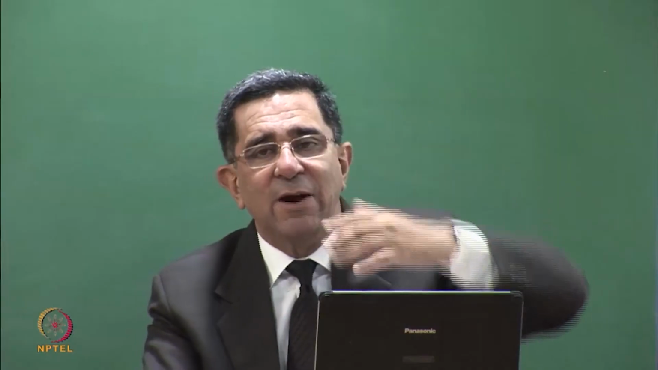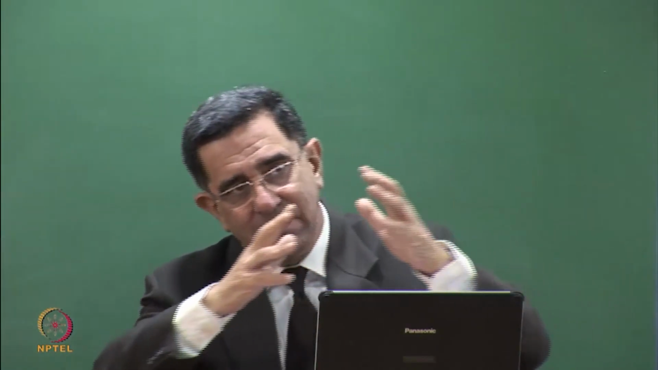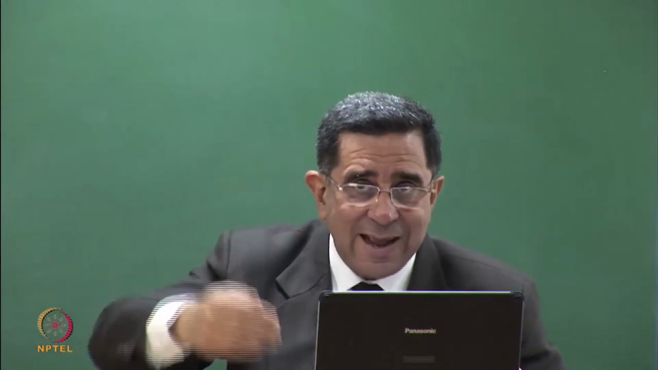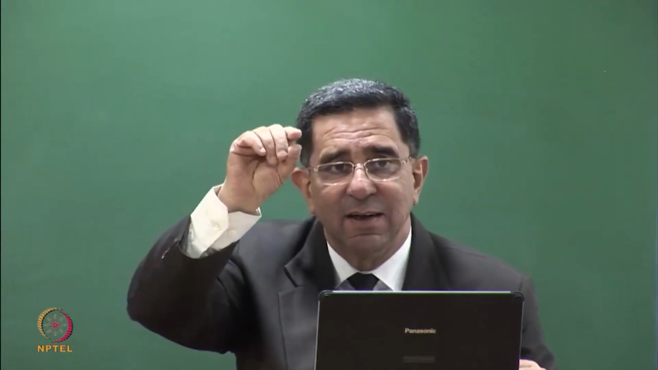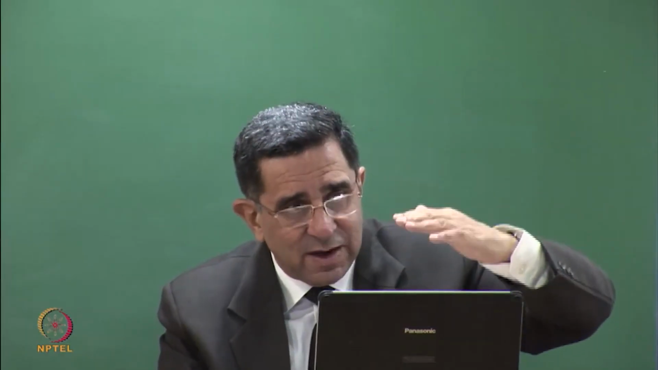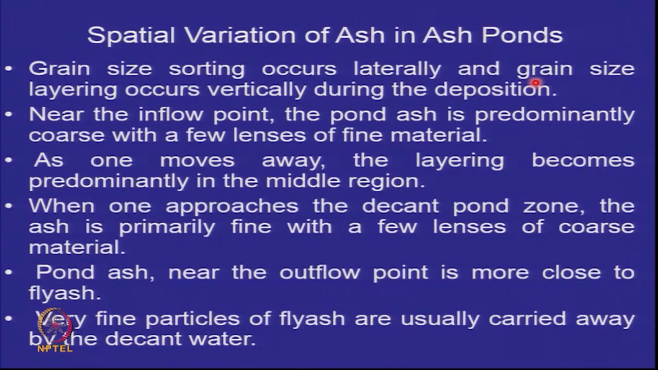When you do the hydrometer test, what happens at one point? The coarser particles settle first and the finer settle later. So while there is some lateral sorting, there is also vertical layering. If you dig or excavate ash, you will find layers of coarse ash and fine ash, because till the next load came, first the coarse settled, then the fine settled. So grain size sorting occurs laterally and grain size layering occurs vertically during the deposition.